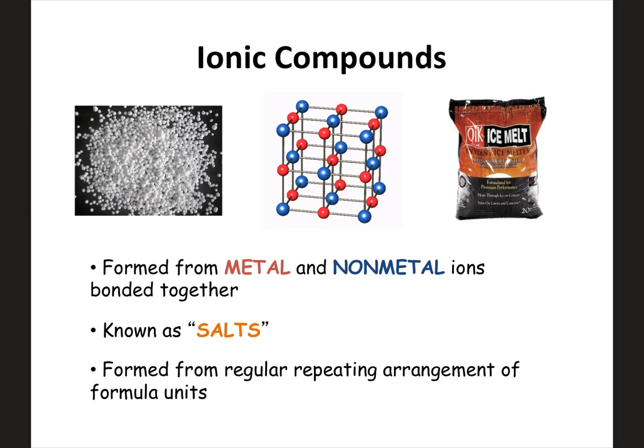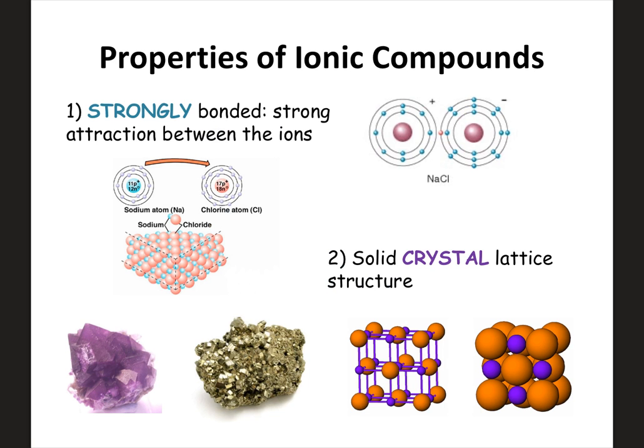I might go through this pretty fast, but we already know that ionic compounds are made of metals and nonmetals here. All ionic compounds are known as salts. You're used to hearing table salt just referred to as salt, but all ionic compounds are salts. Basically, you take those formula units and they just repeat over and over again, and they form these nice, beautifully arranged structures. So ionic compounds are very organized, very arranged.